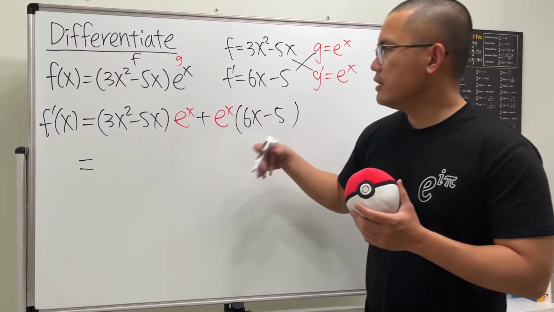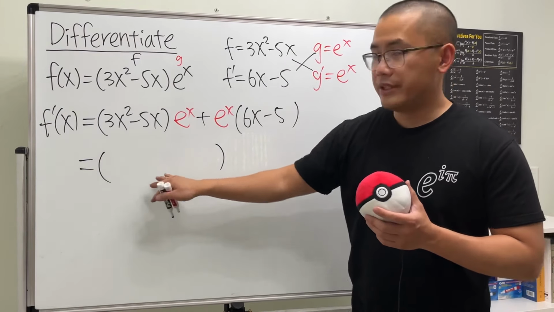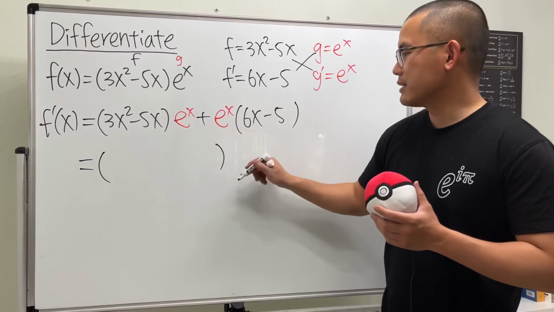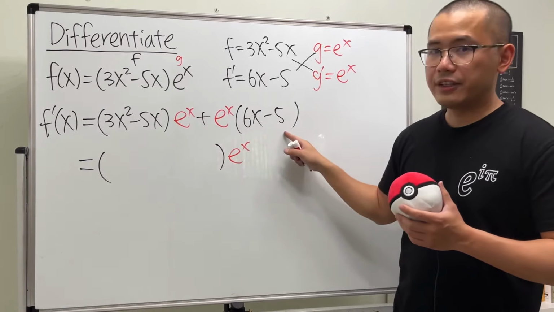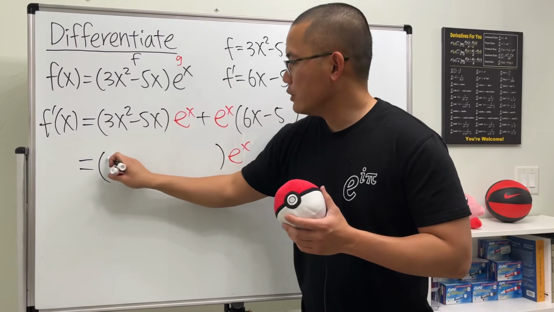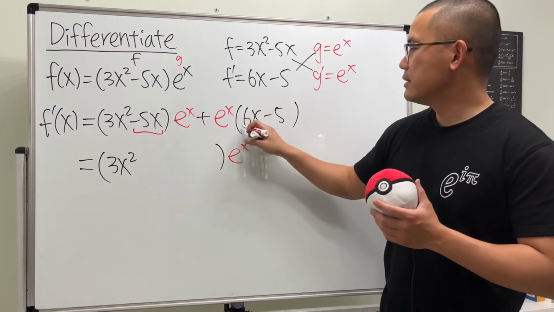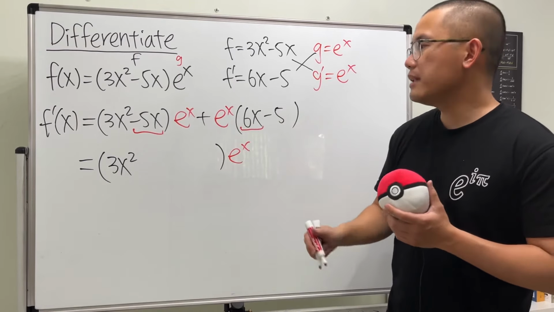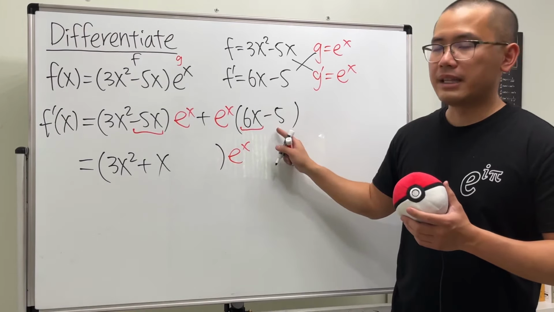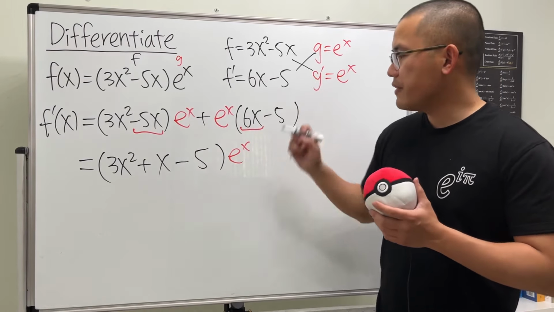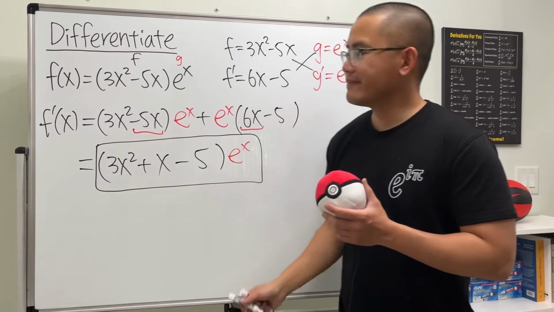And I'm going to keep it the same fashion, meaning that I will just put down the polynomial part first and then the e to the x right here. So we will just combine these terms together. Here we have 3x squared and then negative 5x and 6x. When we combine, we get positive x. And lastly, we have the minus 5. So we just have the minus 5 here. Yep, that's it. So that's the answer.